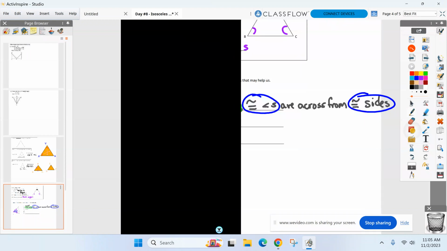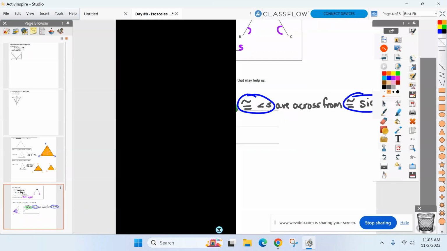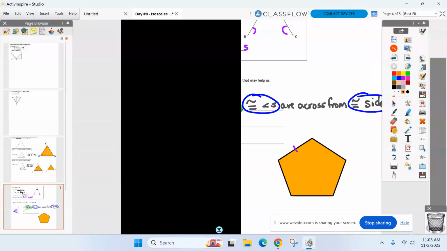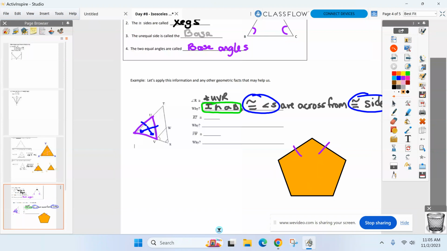Because if, here you go. That's not true for a pentagon. If I put up a parallelogram, it's not true. It's only true in a triangle. So that's why that is a must. You have to start out with in a triangle.